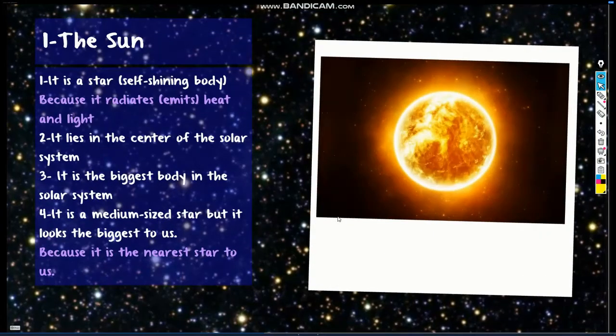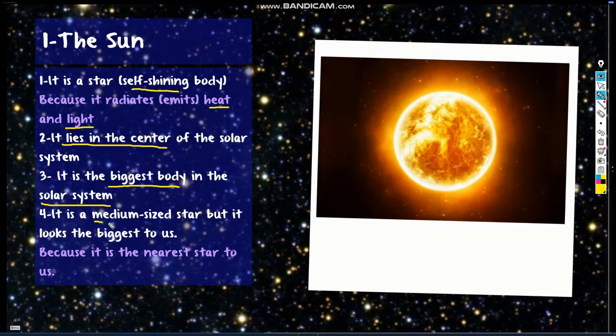First, we have the sun. The sun is a star, a self-shining body. It shines from itself because it radiates or emits heat and light. So it is a star. It lies in the center of the solar system. Its location is in the center of the solar system. It is the biggest body in the solar system. It's the biggest celestial body in the solar system.